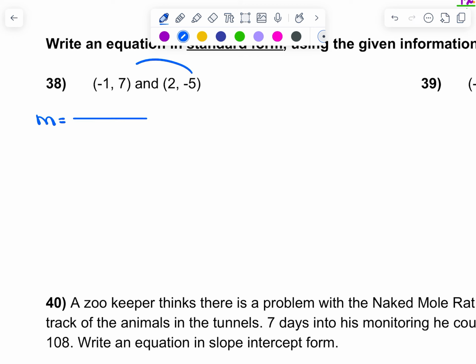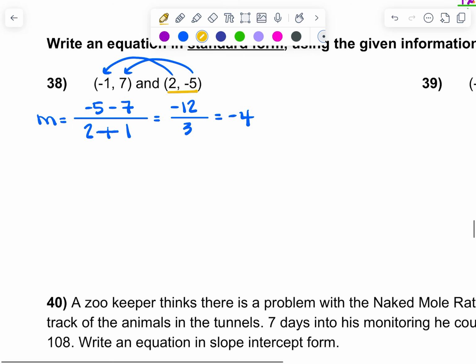Here we go. So slope formula, y2 minus y1, so negative 5 minus 7, over 2 minus negative 1. So the double negative is going to change that into a plus sign. All right, simplify that as much as we can. We're going to get negative 12 over 3, which is negative 4. All right, so I've got my slope. I need a point now. I'm just going to pick this one. I'm going to pick 2, negative 5.